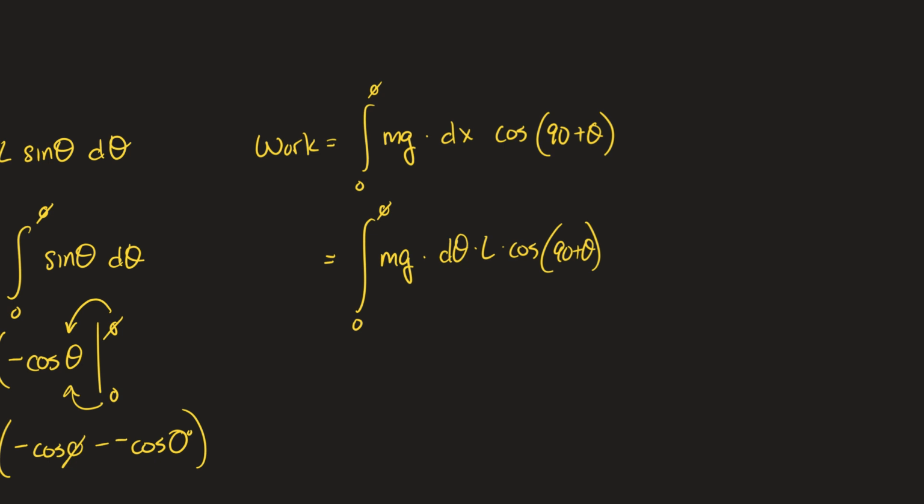Otherwise we have to do the integral of cosine of 90 plus theta. We can do u-substitution, but I think there's a trig identity for cosine of 90 plus theta. Go ahead. Cosine of 90 times cosine of theta minus sine of 90 times sine of theta. Oh my word, is this really what they teach you guys? Yeah. There's such an easier one.